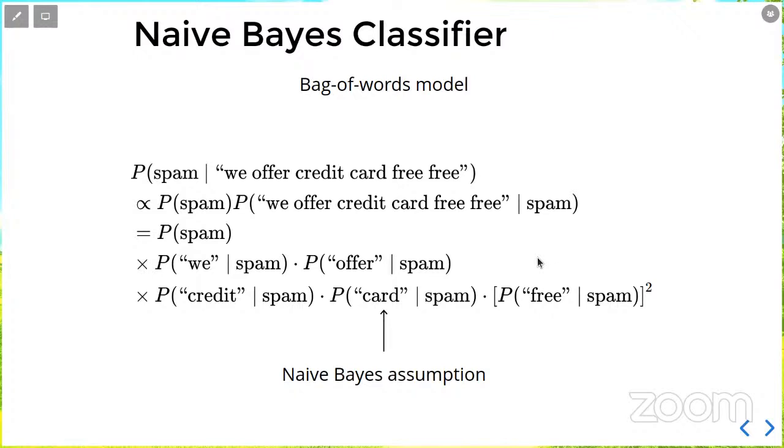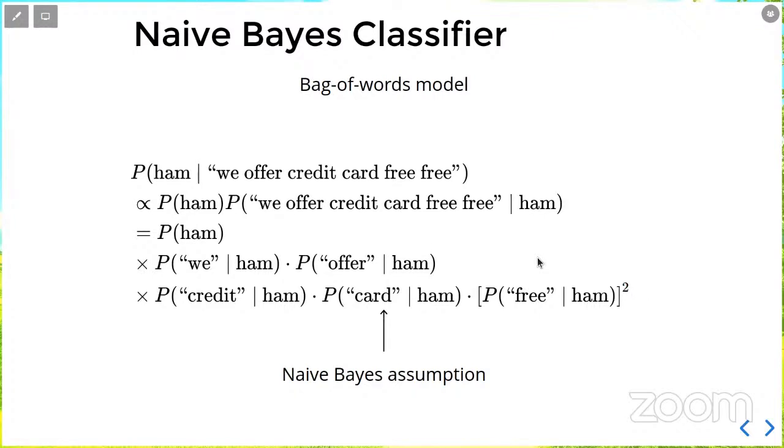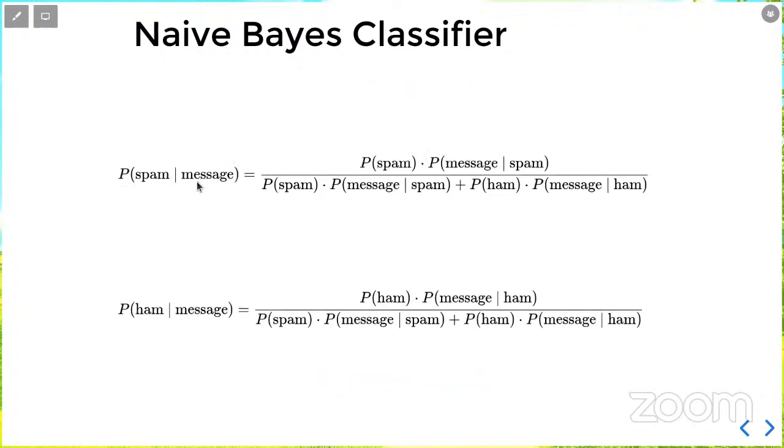This part is clear. Okay, so the same thing you do for ham. Ham is, in case someone is wondering what ham is, a good message as opposed to spam, right? Spam versus ham. So this is the good class, spam is the bad class. So we do the same thing for ham.